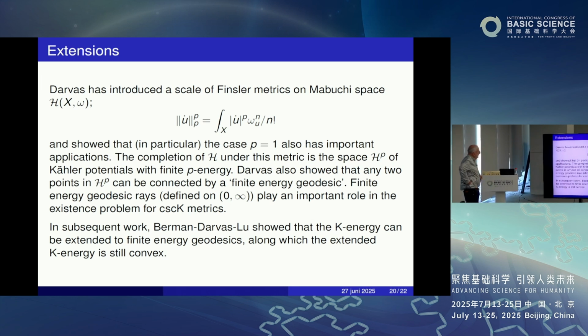Darvas introduced a scale of Finsler metrics on Mabuchi space by replacing the L2 norms here by LP norms. In particular, the case p equal to 1 is very interesting. And you can look at the completion of the space H under this metric. And those turn out to be, for the specialist, scalar potentials with finite p energy. And he proved that any 2 points in the completion can also be connected by some sort of generalized geodesics, finite energy geodesics.